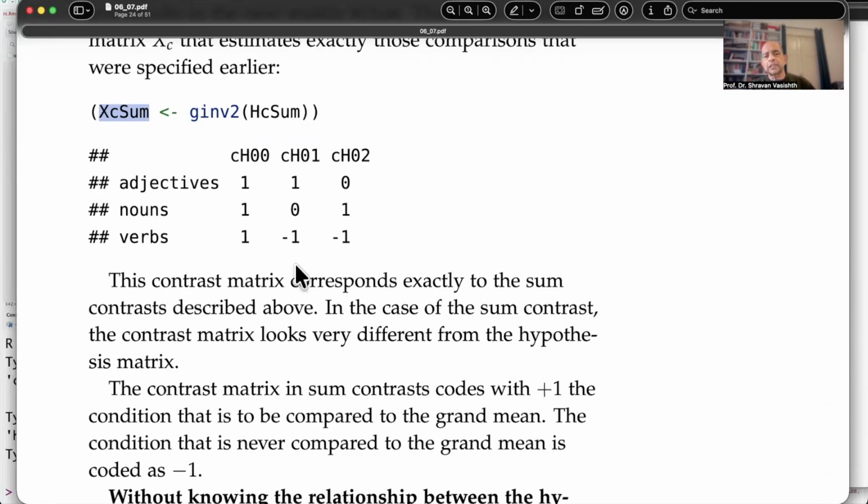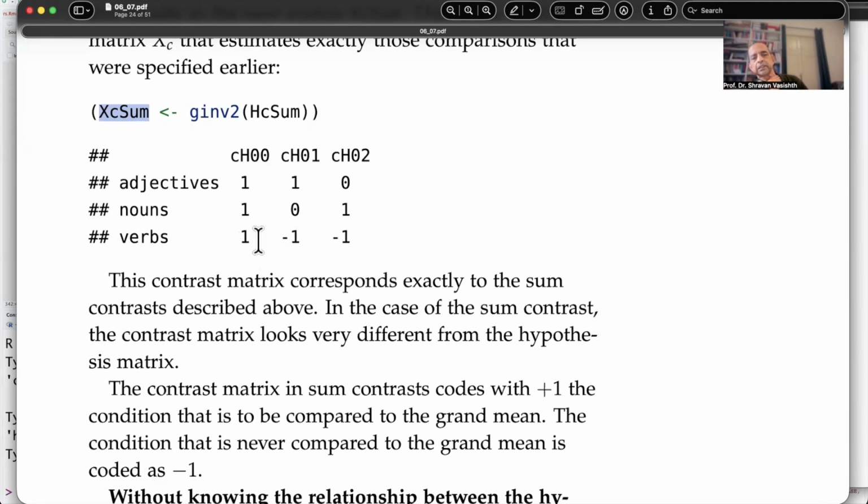So these are the sum contrasts I'm going to be using now in my linear model, right? When I want to compare for the first slope, the predictor variable will be coded 1 for adjectives, 0 for nouns, and -1 for verbs. Similarly, the second slope will have a predictor vector that will be coded 0 for adjectives, 1 for nouns, and -1 for verbs, right?